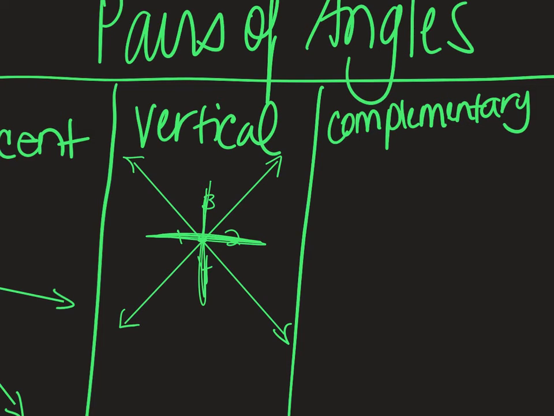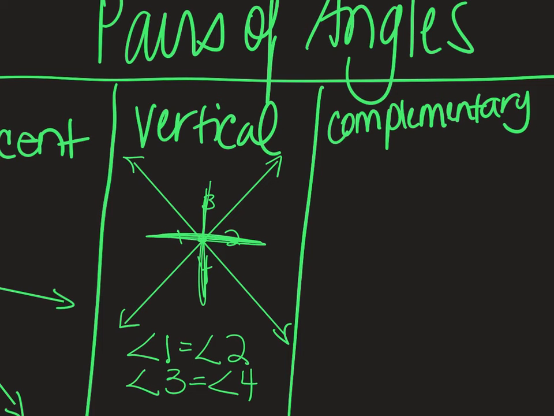In other words, angle 1 is equal to angle 2. Angle 3 is equal to angle 4. So when those intersect, the angles across from each other, not beside each other, but across from each other, are equal. Does that make sense?